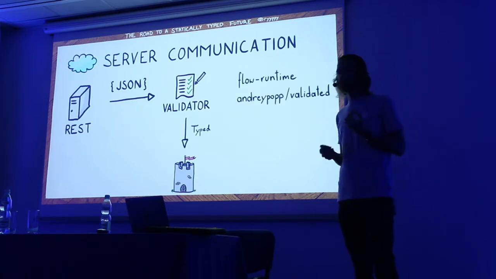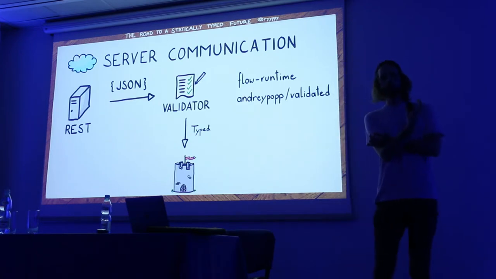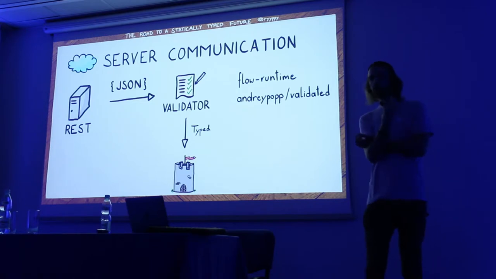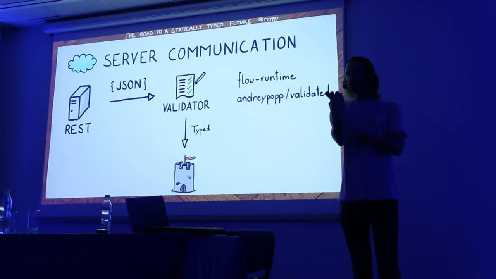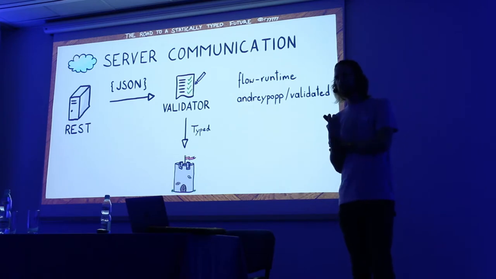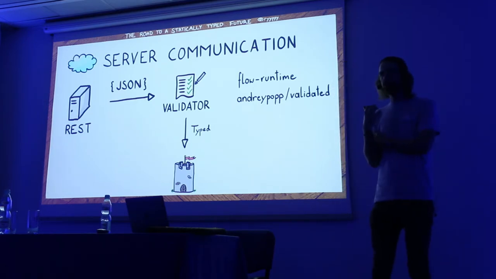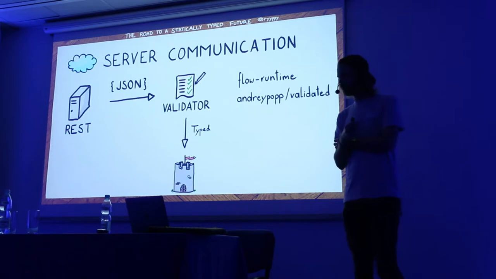One of them is called Flow Runtime. It's a tool where you can take the type information of your Flow types, which are not code. They are just in a virtual space. And you can bring them to the runtime space and add certain attributes to it. You can add validation routines and stuff like this. So you can reuse type information. That's very useful.